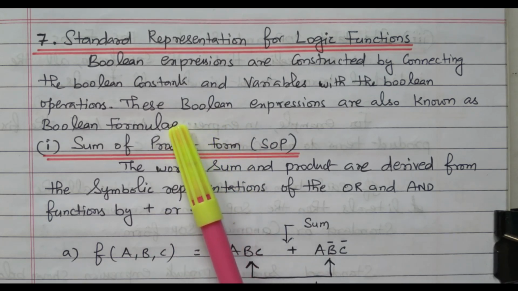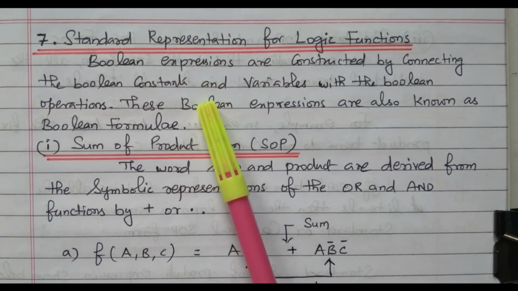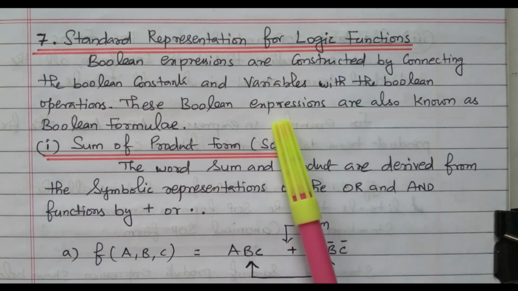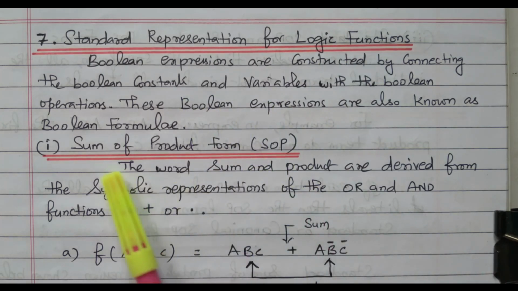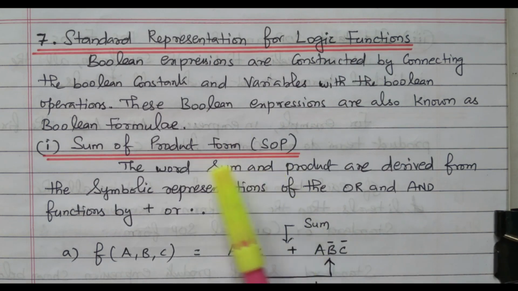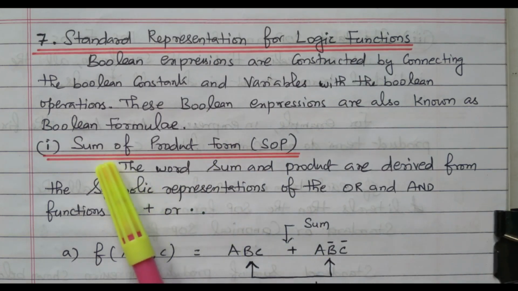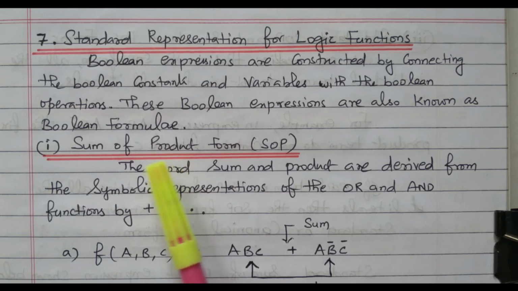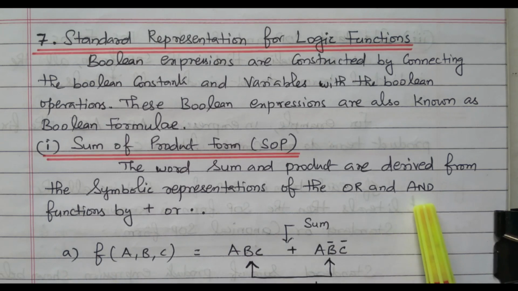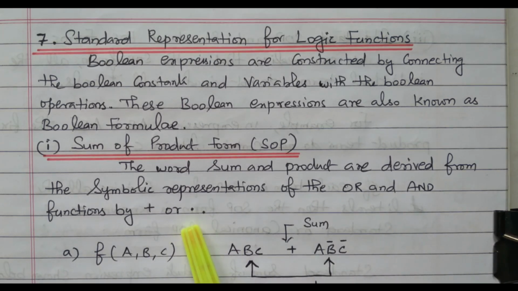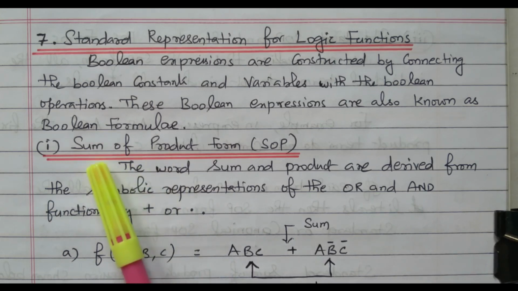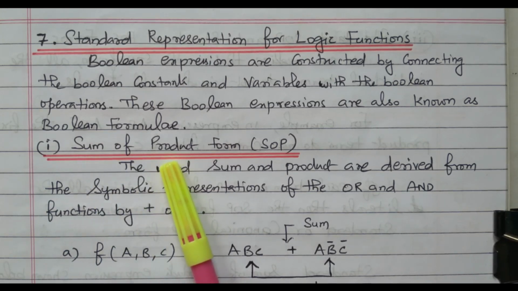While forming these, there is a standard representation available for representing the logical function with constants and variables. The first one is the sum of product form, SOP. The name itself clearly says a product form is there, and those products are added together: sum of product. The words sum and product are derived from the symbolic representation of the OR and AND functions. The sum is the OR function, the product is the AND function, given by plus and dot. So in sum of product, sum refers to the OR function and product refers to the AND function.